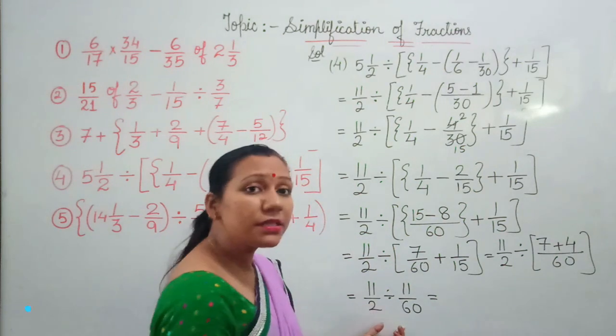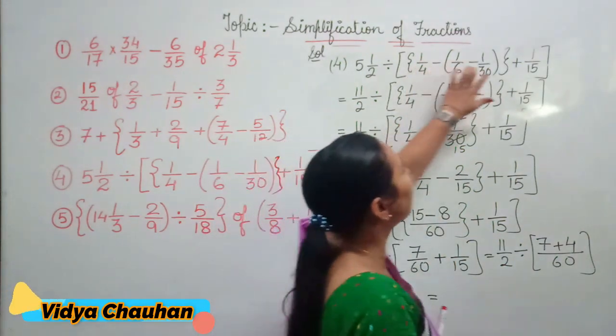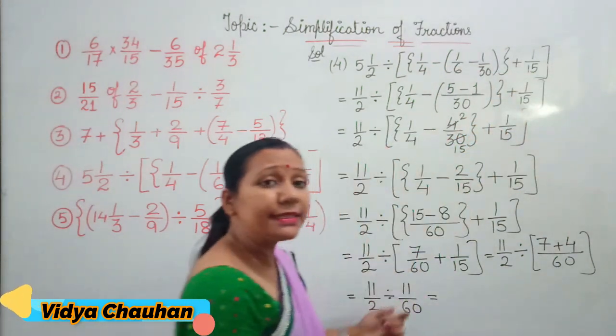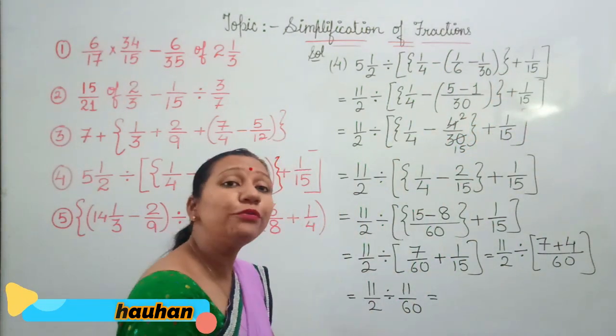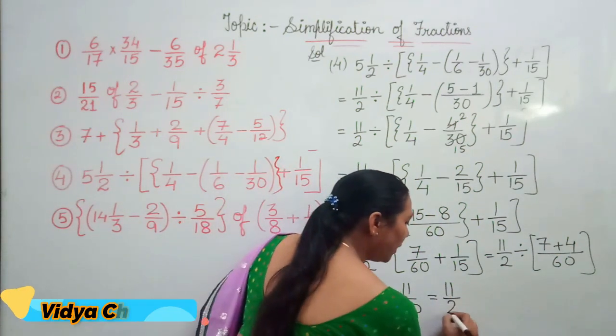Now at the last, after solving all the three brackets, small bracket, curly bracket and the big bracket, it's time to do the last operation, which is of division. Now division operation will be done with the help of multiplication.